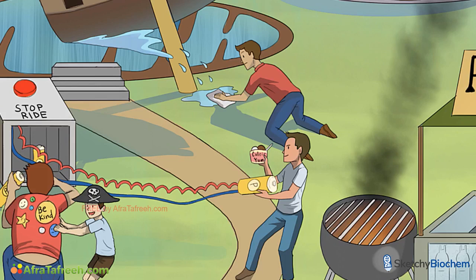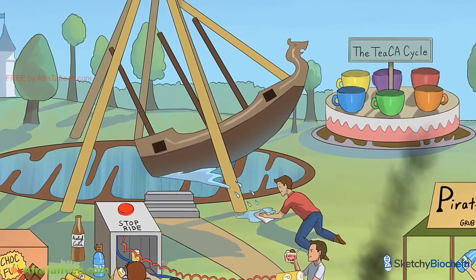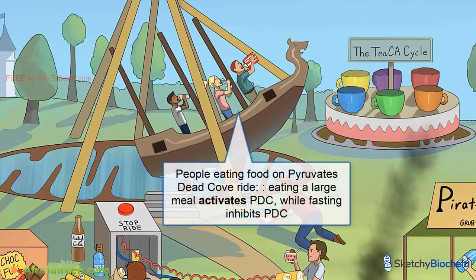In order to make fat, we need to make acetyl-CoA first. Eating a lot of food will activate PDC to turn pyruvate into acetyl-CoA, which will be used to make fatty acids. Therefore, eating a large meal activates PDC. Let's redraw these people sitting on the ride eating food to show you that the ride keeps going on while they continue to eat. In contrast, PDC is slowed down by prolonged fasts.